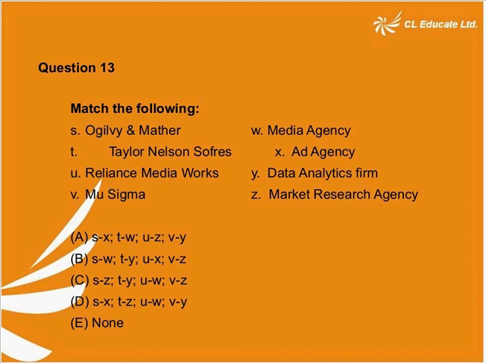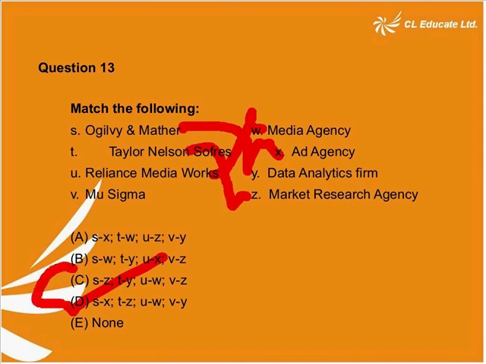If you know, you can be connected to W directly. Reliance Media works as a media agency. Taylor Nelson, if you know, is market research. Ogilvy and Mather is an ad agency. So S, X and T, Z gives us D. I would say it's a tough question overall. These names are not easy. Only UW was easy. So C and D could be the answer. Don't leave this aside. We can come down to C and D. A and B are not the point.